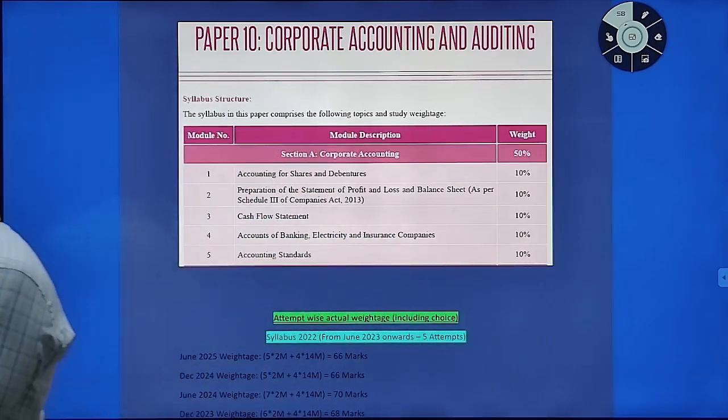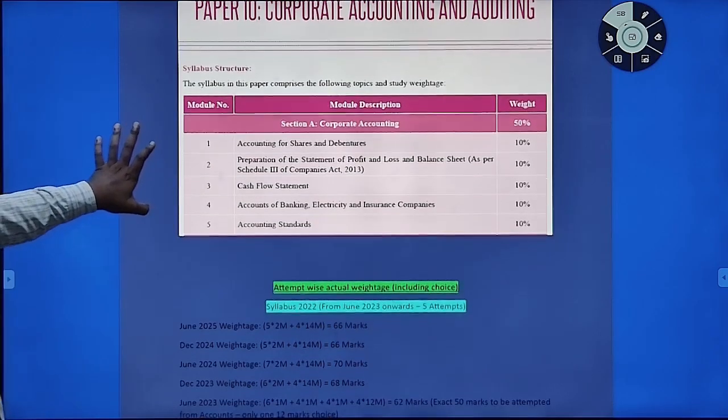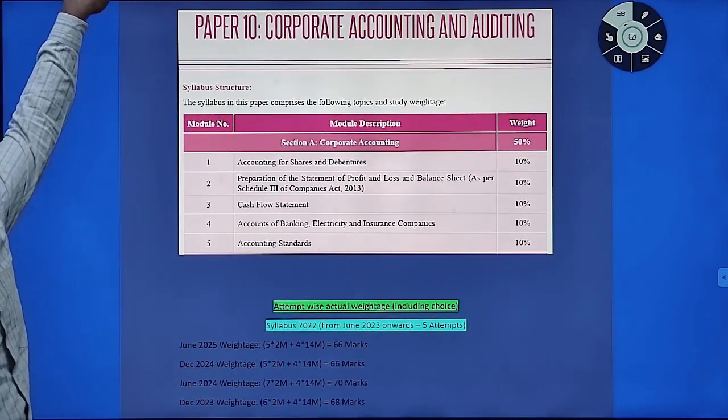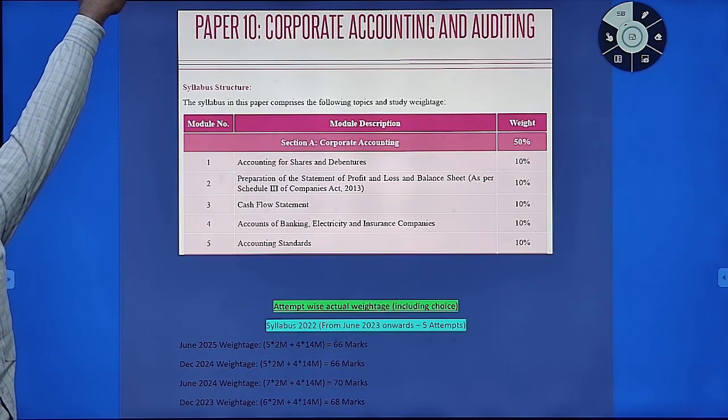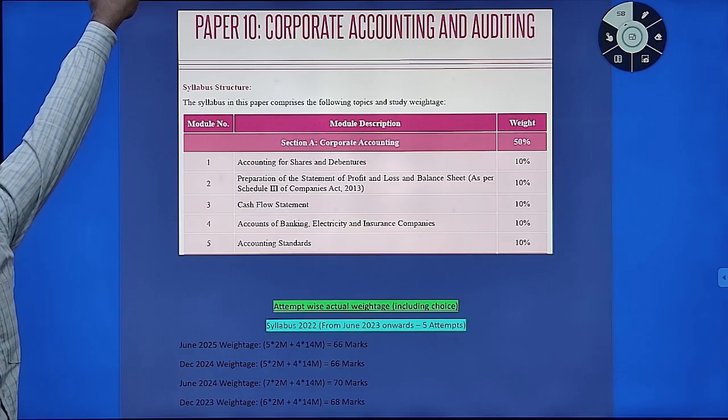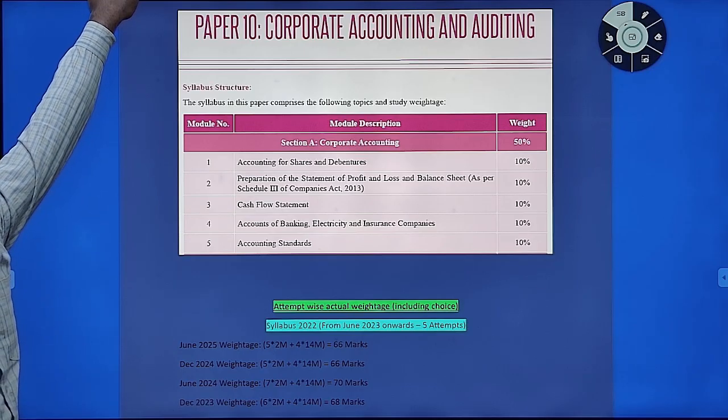Paper 10, corporate accounting and auditing. This is the index for corporate accounting. Auditing, you have a separate faculty for auditing. He's on leave right now. He'll take from, I guess, the next week.